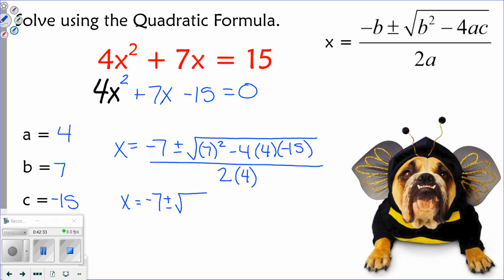So when we clean up under the radical, 7 squared minus 4 times negative 15, what do you get? 289. All over 8. Before we go any further, would this problem factor? How do you know it factors? Is 289 a perfect square? Yes, it is. So this original problem would have factored. And this is one that's maybe not as obvious. If you look at that problem, you'd be like, I don't know if that's going to factor or not. Right? It's not as obvious. All right, so what is the square root of 289? 17. So negative 7 plus or minus 17 over 8.